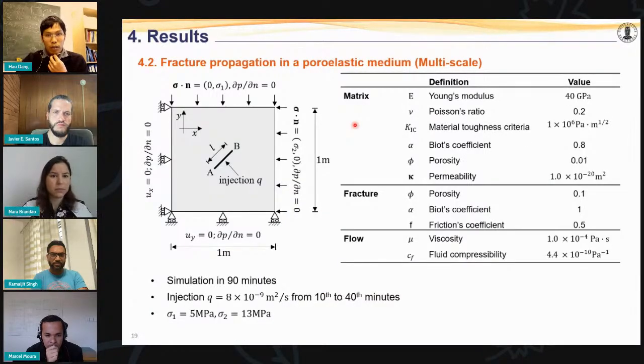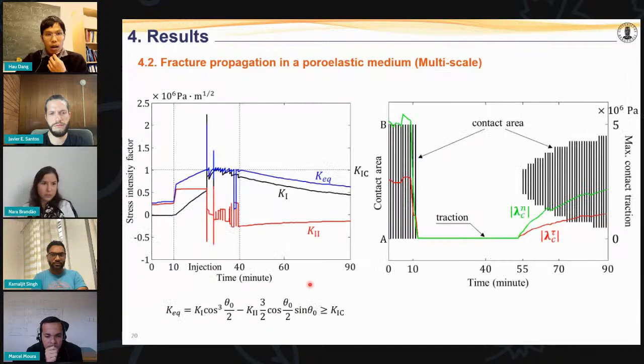So now for a super complicated case in which I consider the interaction of injection, shear slip, flow, deformation, and propagation. I use the geometry model and material parameters also shown here. I do the simulation for 90 minutes, in which fluid is injected into the pre-existing fracture from 10 to 40 minutes. So here are the results I got.